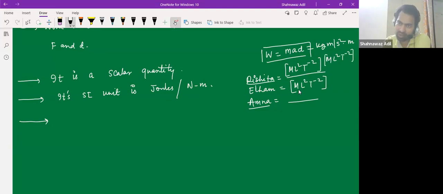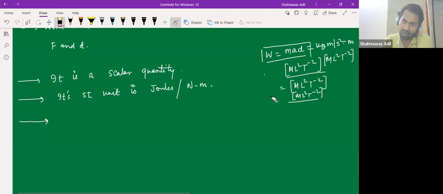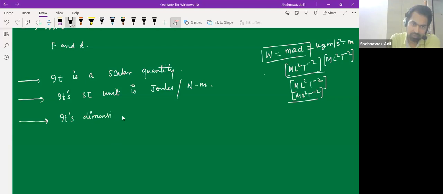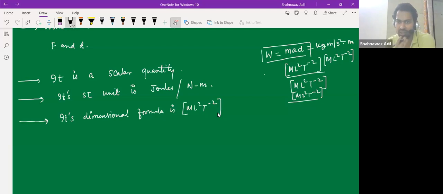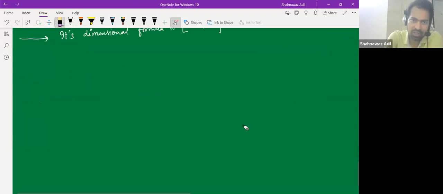Good, good, everyone. So you guys know the dimensional formula for work is ML squared T to the power minus 2, right? And this is the same for energy. So energy has this dimension. If you calculate half mv square, you will get the same, right? So this was about work.